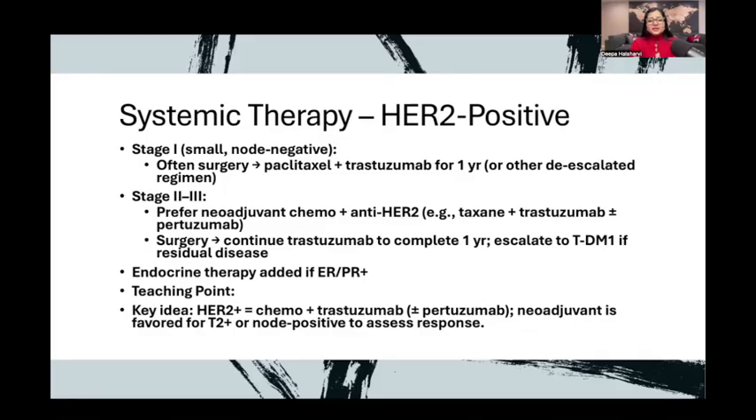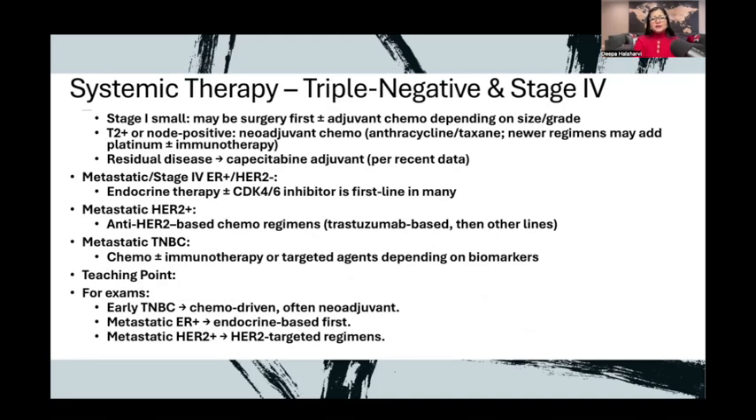So the idea here is if you're HER2 positive, chemo plus trastuzumab. Trastuzumab is immunotherapy, it's not chemo, but you need the trastuzumab to make sure the chemo enters the cell and kills the cell. If there is no trastuzumab, the chemo is not going to work. And neoadjuvant is favored in T2 or node positive disease, and you want to assess the response.